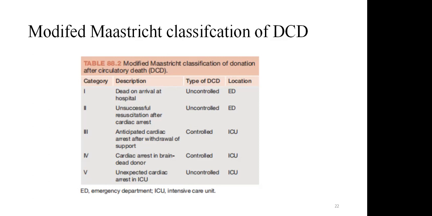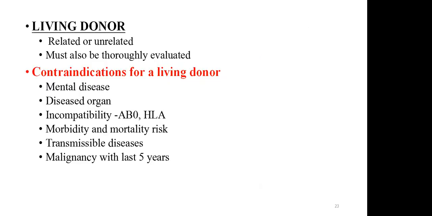So category 1 is death on arrival at hospital. Category 2 is unsuccessful resuscitation after cardiac arrest. Category 3 is anticipated cardiac arrest after withdrawal of support. This category 3 is the main category that is being used for organ donation. Then category 4, cardiac arrest in brain dead donor. Category 5, unexpected cardiac arrest in ICU.